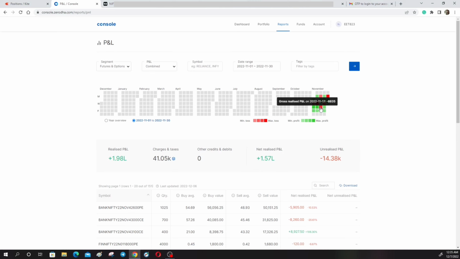So this is how I trade. I don't take big risk, and that is why my reward is also in sync with that only. Okay, so yeah, this is the summary of this particular month. I would still say not a very great day for me.